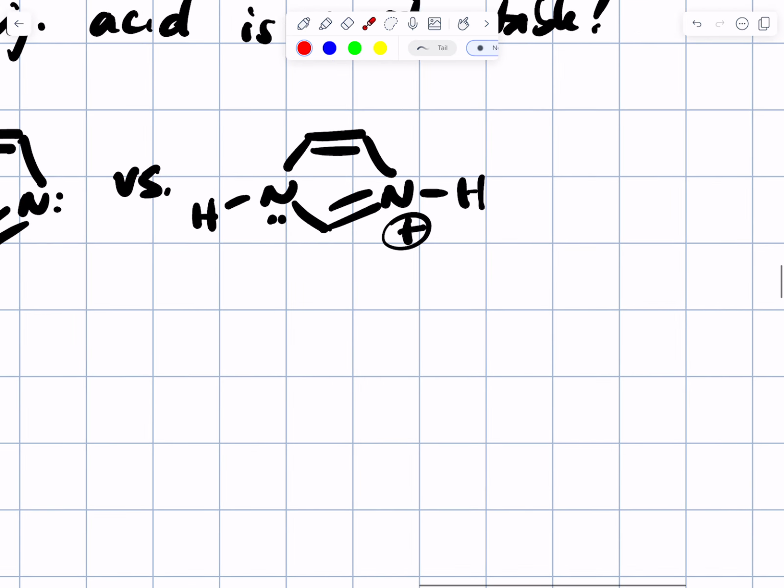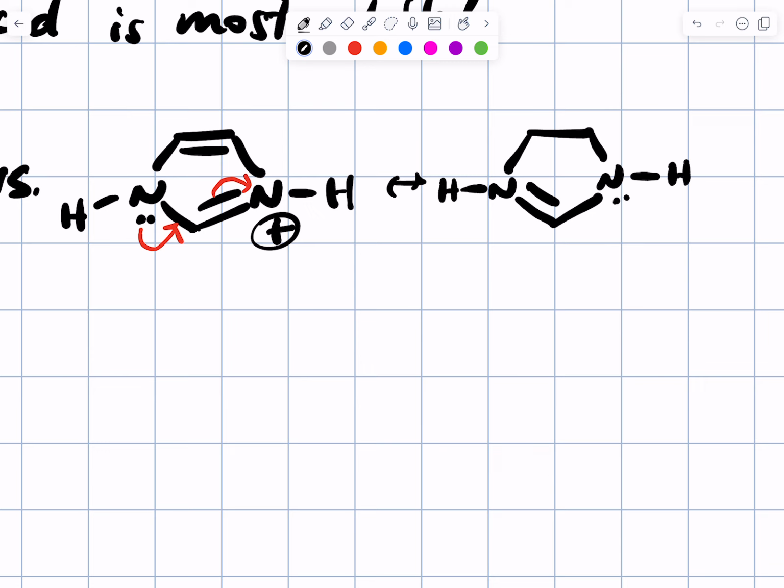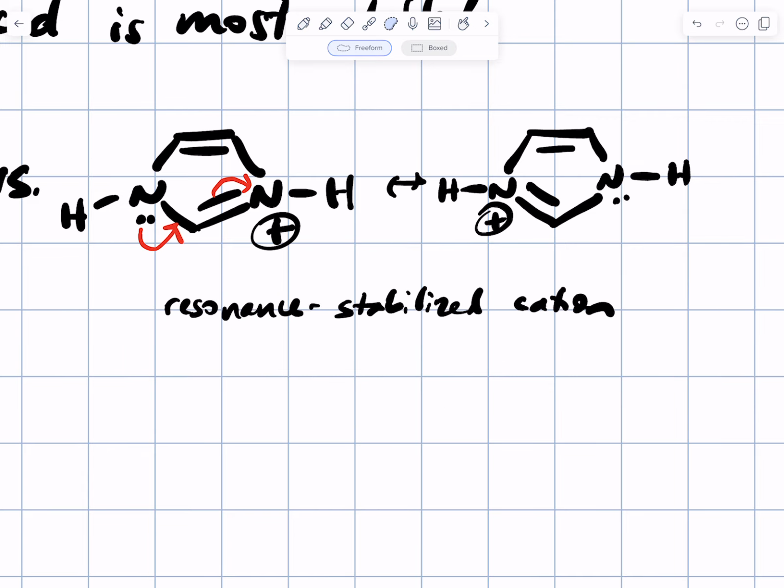move a bit. Okay. This is actually a resonance stabilized cation, which you can see just by moving the lone pair over here and then putting the pi bond on the other nitrogen. So that's one reason to expect this conjugate acid to be more stable. It is indeed a resonance stabilized cation. That's not all that's going on here. What else do you notice?